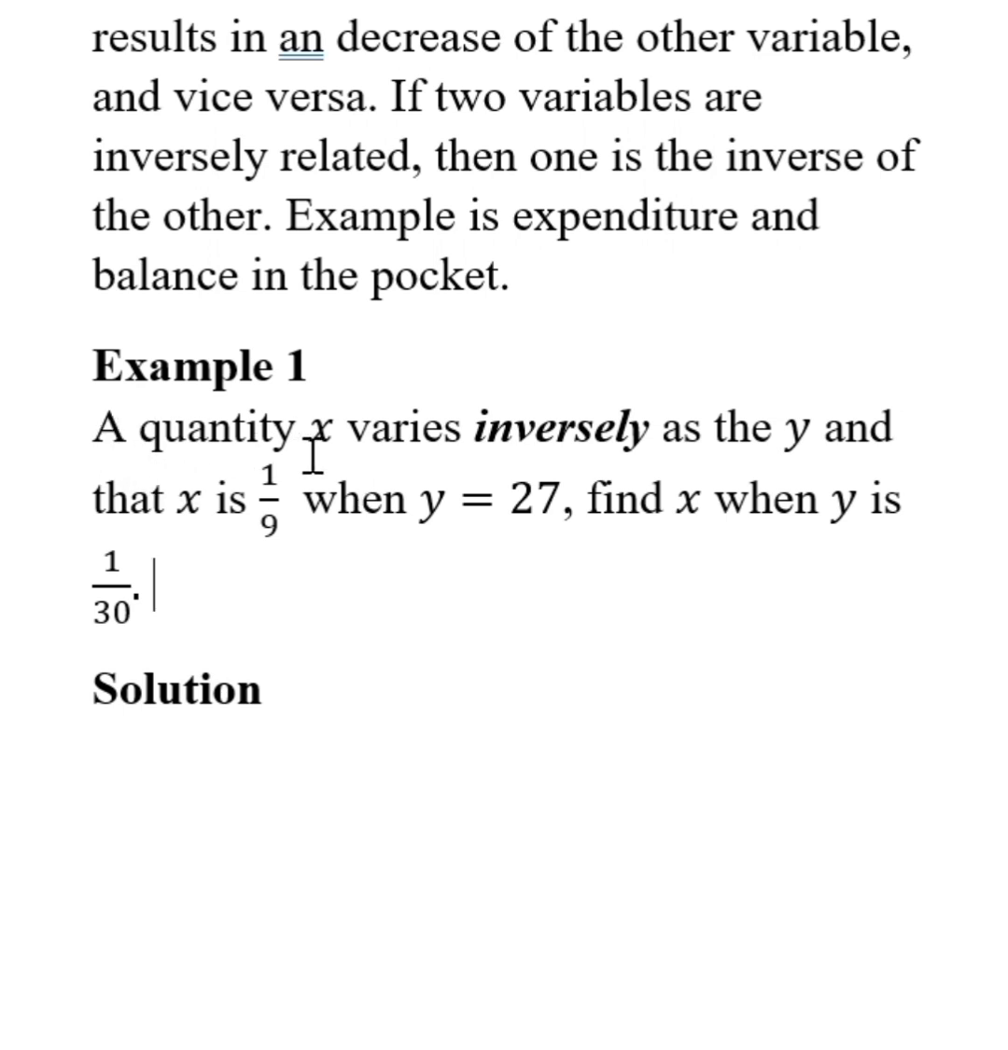A quantity x varies inversely as y. We shall write that as x varies, we use that variation sign. Inversely means you write 1 over this quantity here, so 1 over y. Now the next thing is to change this to an equal sign. So we shall have x is equal to, the moment you change this to an equal sign, you must introduce a constant on this side. So let's use k as our constant. So x is equal to k times 1 over y.